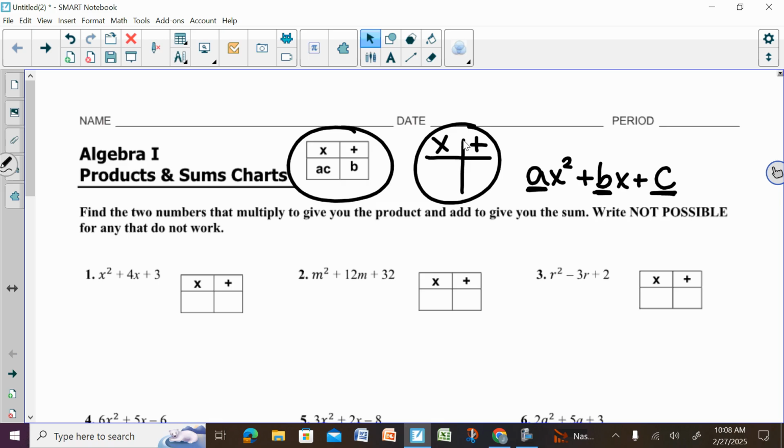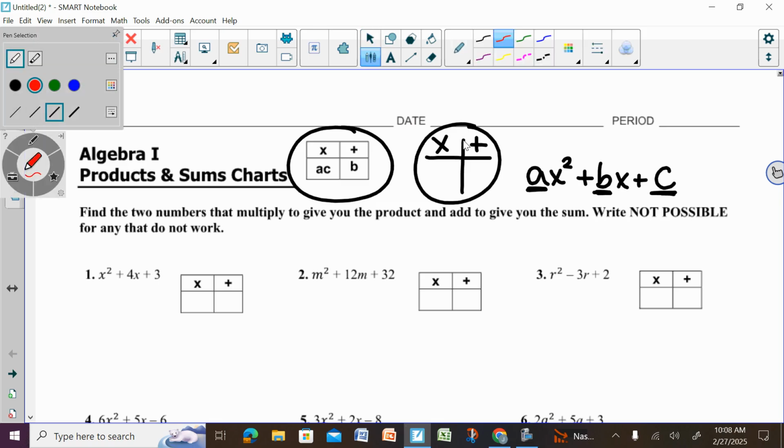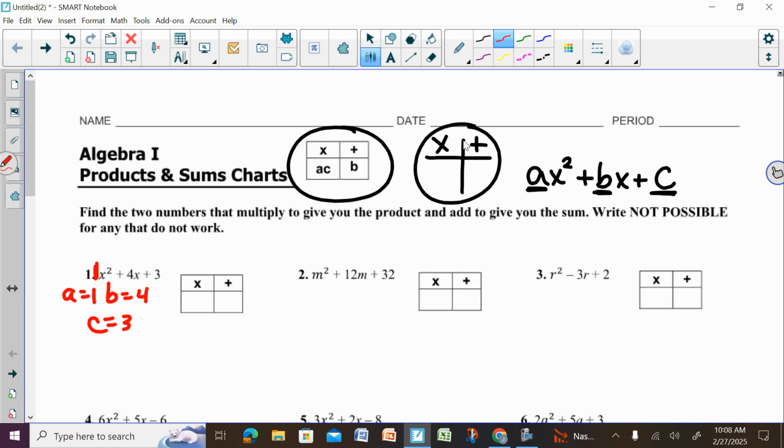So let's look at number one. Number one, there's a 1 out in front here, so that's your A value. Your A value is 1, your B value is +4, and your C value is +3. Okay, so it says up here that for the multiply number, we're looking for A times C. So I'm going to take this number out in front here and multiply it by this number here, and you get 3. 1 times 3 is 3. The add number is just the B value. Make sure you take the signs with these things. So my B value is 4.